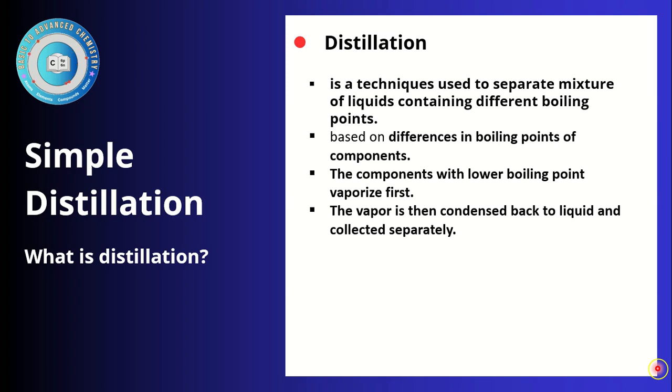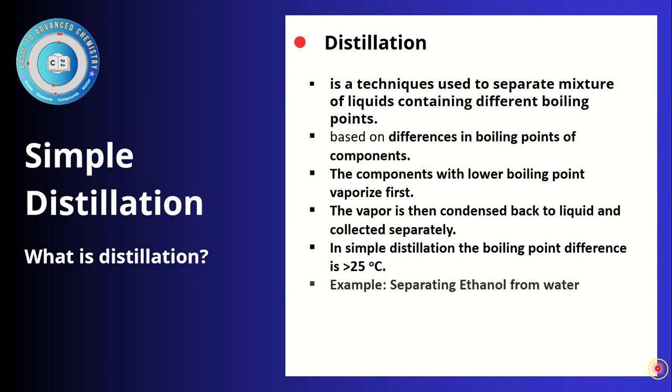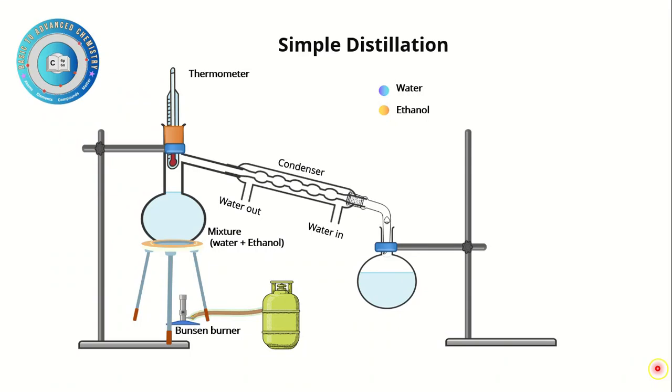There are two types of distillation. One is fractional distillation and the other is simple distillation. In simple distillation, the boiling point difference is greater than about 25 degrees centigrade. For example, by using simple distillation, we can separate ethanol from water. Let us see the visual representation of simple distillation.